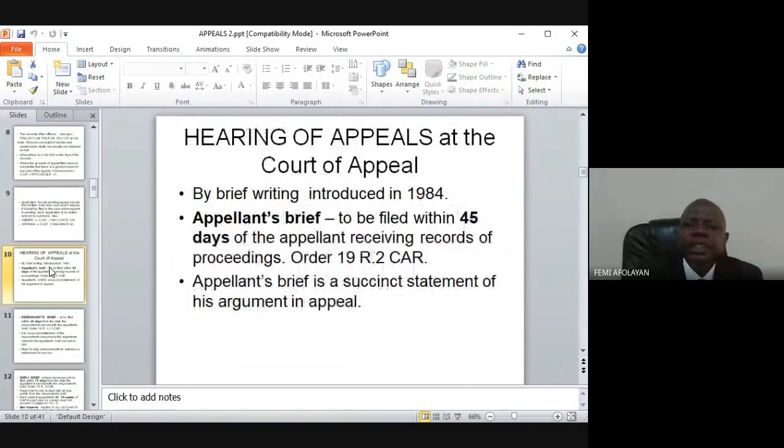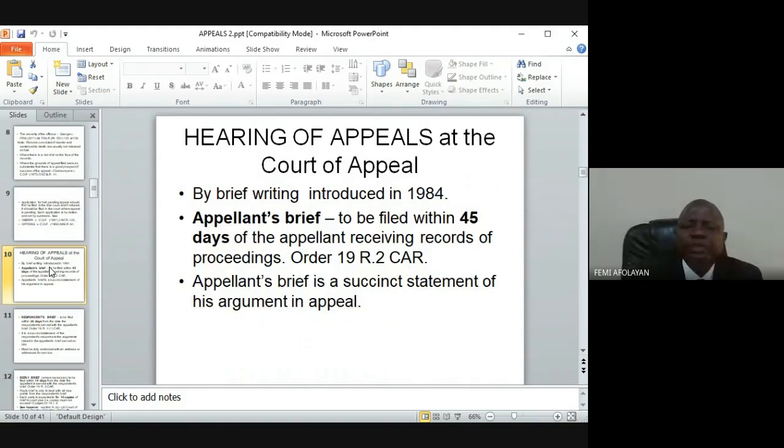Hearing of appeals at the Court of Appeal. The hearing of appeals at the Court of Appeal is by brief of argument, and brief writing was introduced in the Court of Appeal in 1984. The appellant is to file his brief within 45 days of receiving the record of proceedings. On this, you can see Order 19 Rule 2 of the Court of Appeal rules.